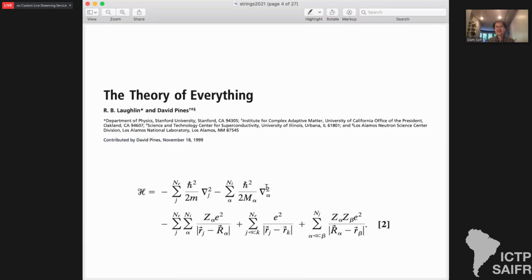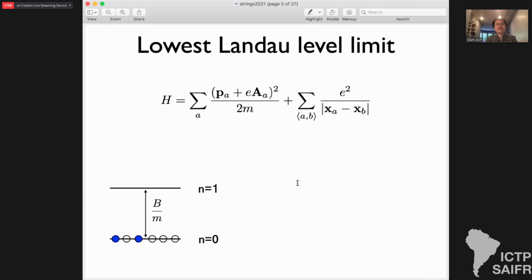You see here, it is just a Hamiltonian describing a collection of nuclei and electrons interacting with the Coulomb potential, which describes quite a large number of physical systems with good accuracy that we encounter in condensed matter physics. So the story in quantum Hall physics can start with this type of theory of everything. We start with an even simpler theory.